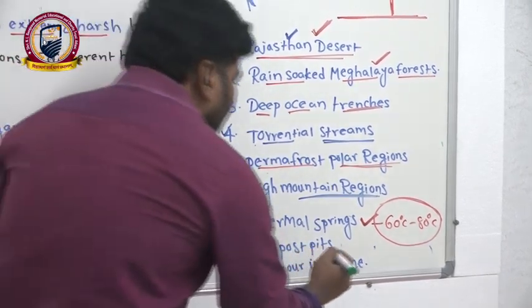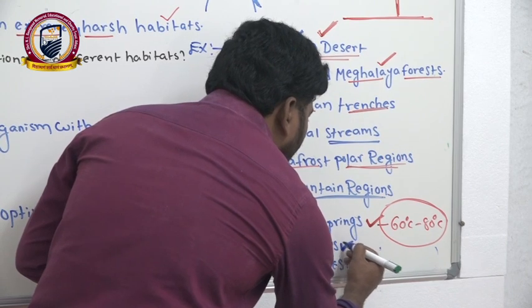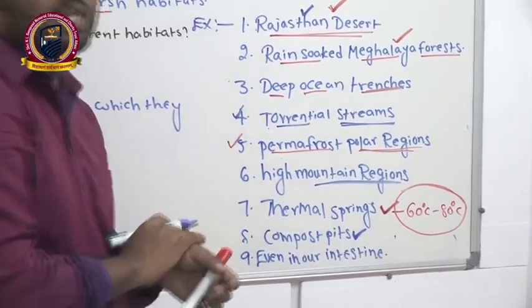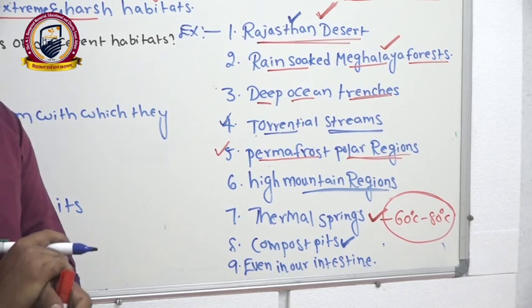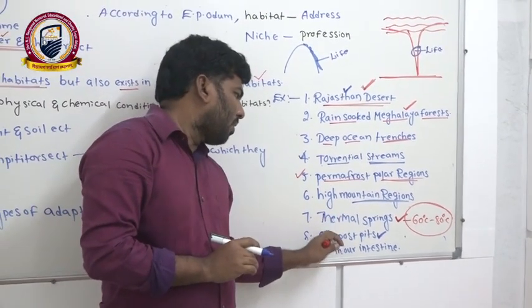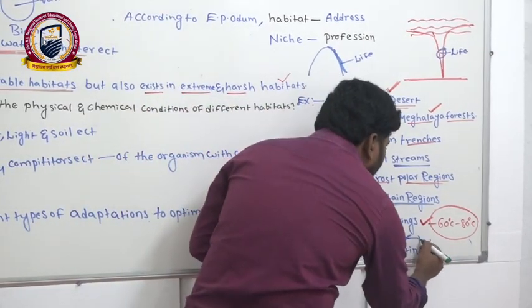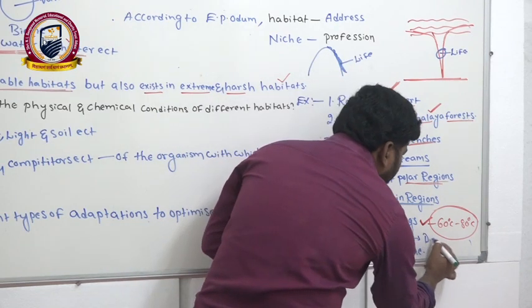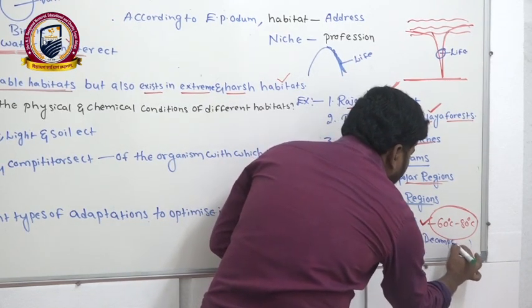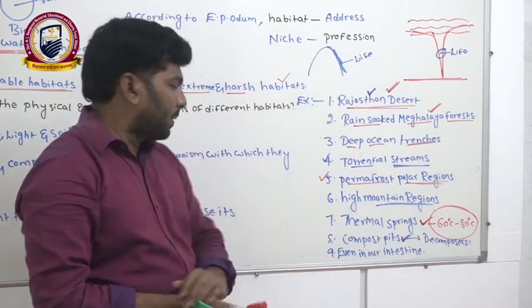Next one, compost pits. Compost pits means nothing but places where waste materials are dumped. Whatever house waste or municipal waste we are throwing in places, we call it compost pits. In the compost pits also we are seeing some organisms, like decomposers. Decomposers we are observing in these places. Decomposers live in the compost pits.